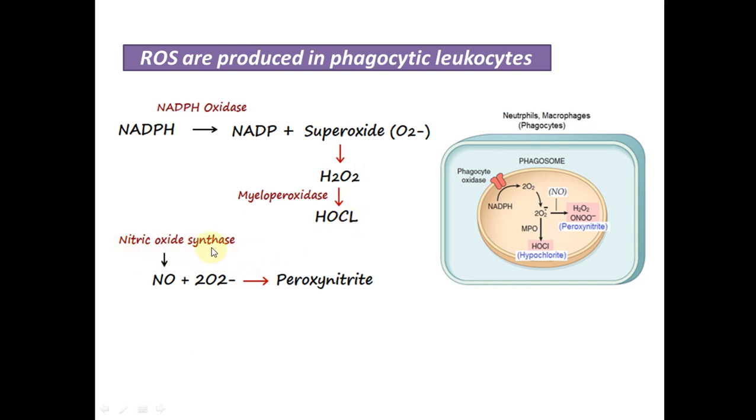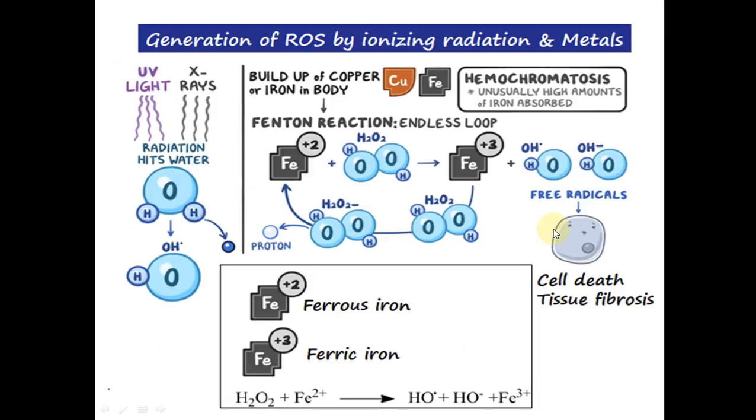Similarly, the enzyme nitric oxide synthase causes the formation of nitric oxide, and when nitric oxide reacts with superoxide, it is converted into peroxynitrite, which is also a strong free radical. Now, ionizing radiations like ultraviolet light and X-rays, when they attack our body, cause the production of hydroxyl radicals and protons by breaking down water, and the water is converted into hydroxyl radical.